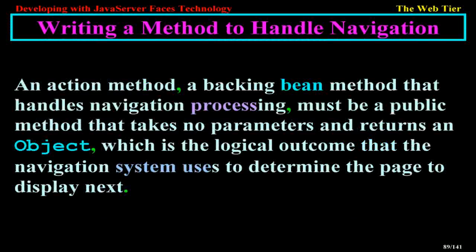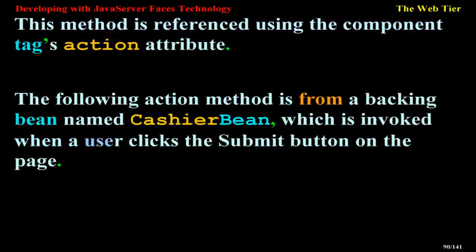An action method, a backing bean method that handles navigation processing, must be a public method that takes no parameters and returns an object, which is the logical outcome that the navigation system uses to determine the page to display next. This method is referenced using the component tag's action attribute. The following action method is from a backing bean named cashier bean, which is invoked when a user clicks the submit button on a page.